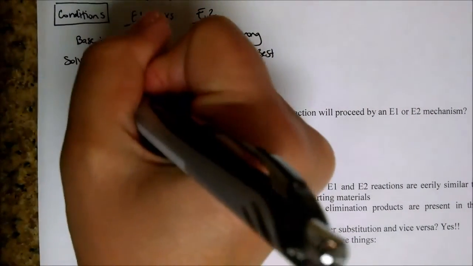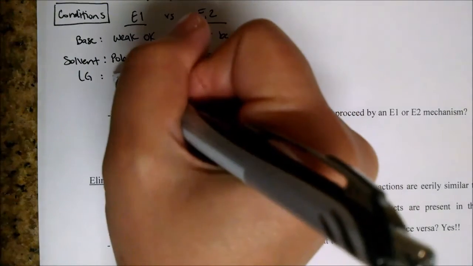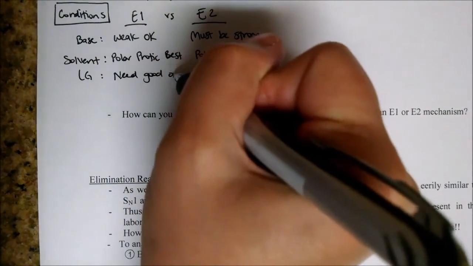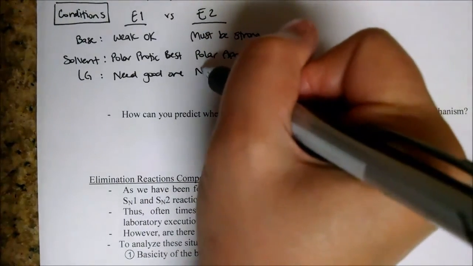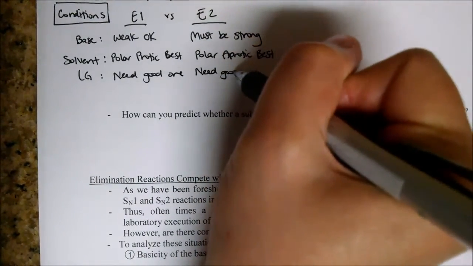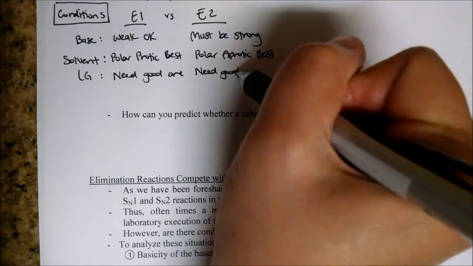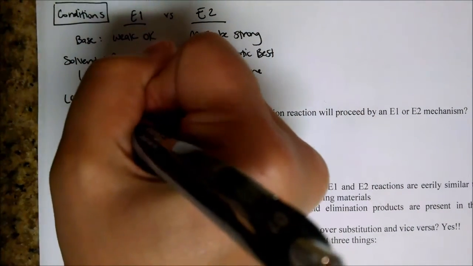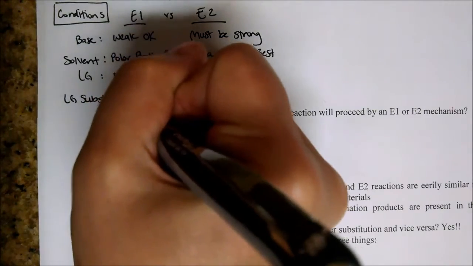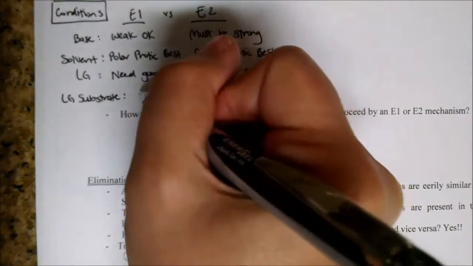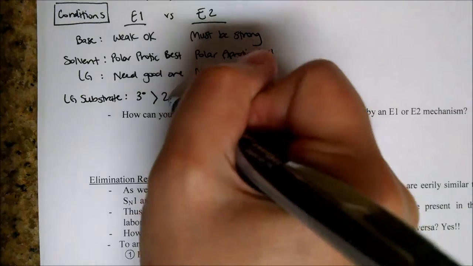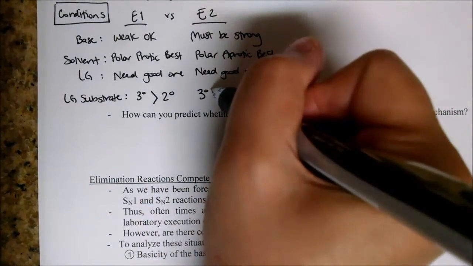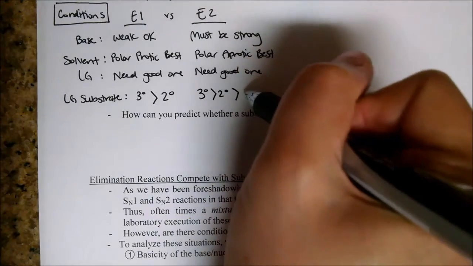How about the leaving group? It's the same for both of these. We need a good one. Same is true over here. Okay. And how about the substrate, the degree of the leaving group? For E1, the tertiary was faster than the secondary. For E2, it was the same thing. Tertiary faster than the secondary, faster than the primary.